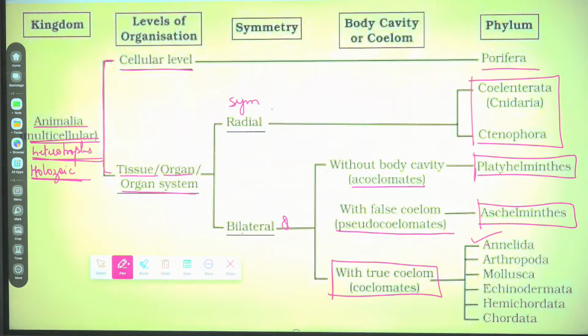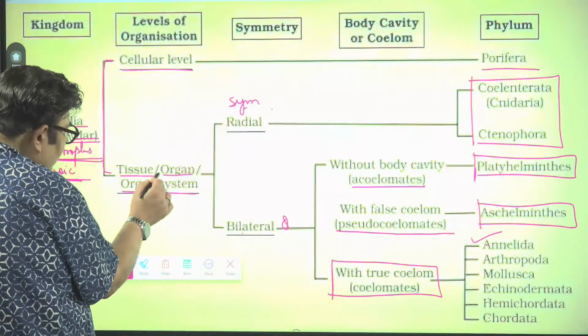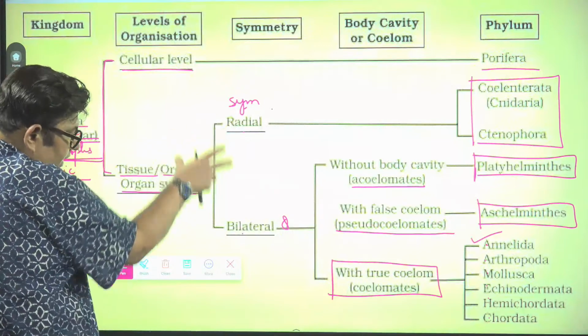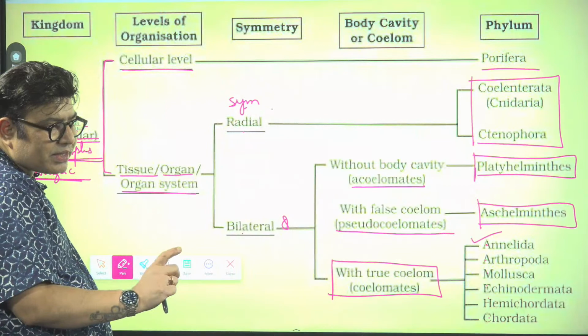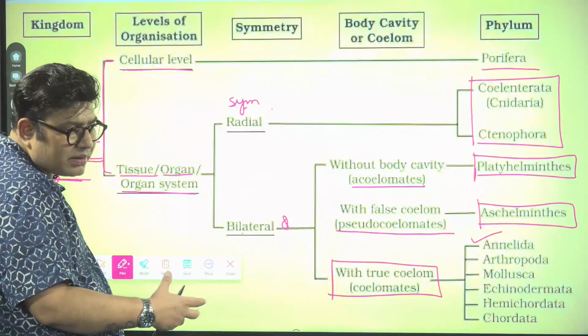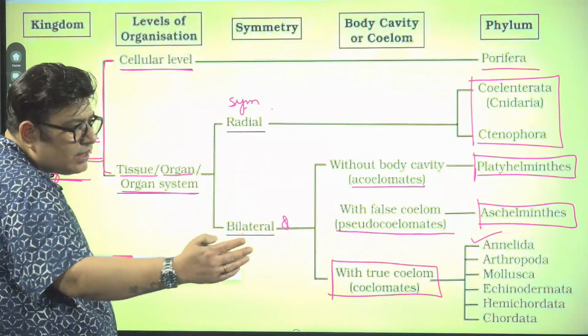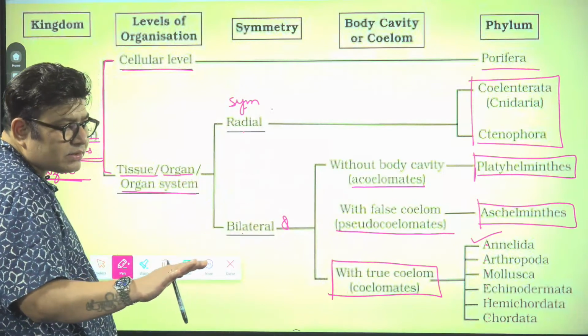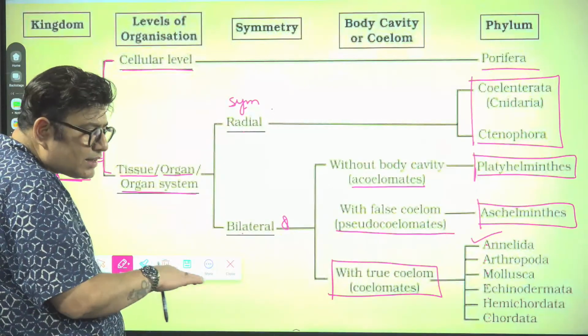Now, you may ask, sir, why we have used symmetry here and why not tissue, organ, and that way we can divide? Yes, you can divide. Taxonomy is your own understanding. This author believes in this way. You can do it. Which one is right? All are right. Here, right and wrong does not matter. It is your way of classification.